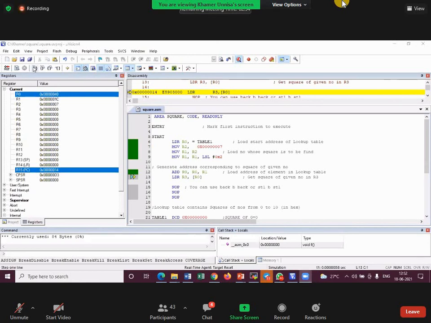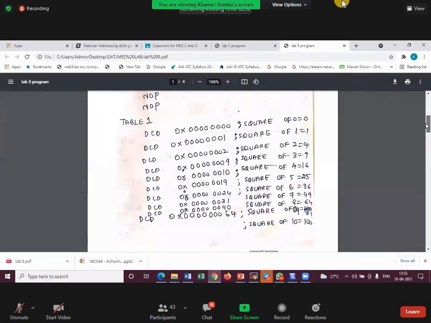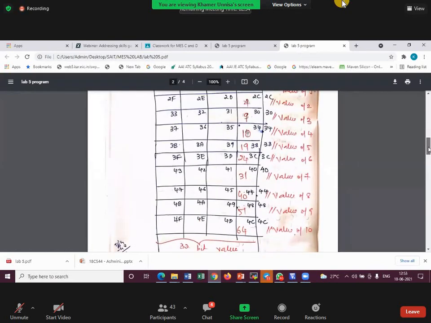So the next F11, see, now R3 is having the value of the 7 square, which is 49. 49 converting to hexa format, it becomes 31. So we will see that in the memory page. If you see over here, see 40, if you see over here, 40 is the place where 7 square is there and the answer is 31. Clear with this? Yes, ma'am. Okay.